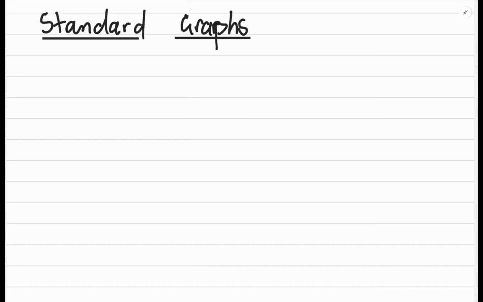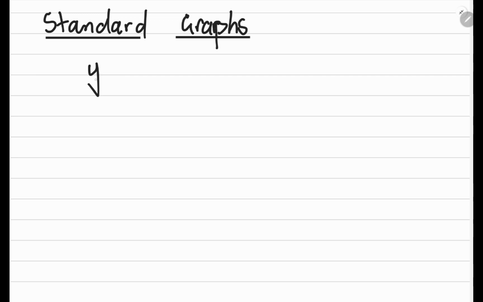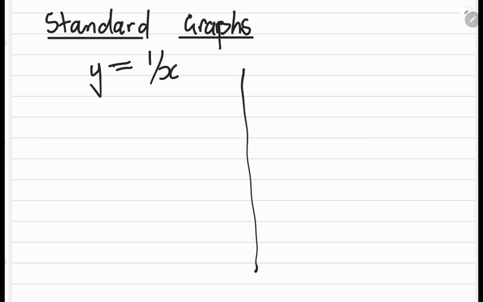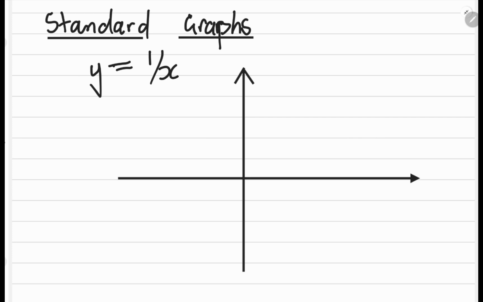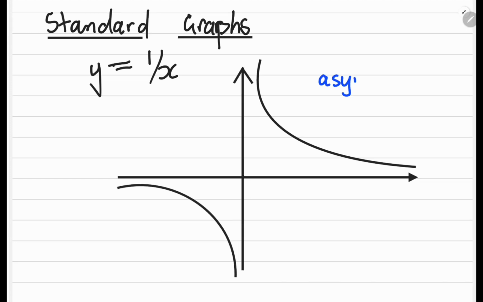We are going to look at standard graphs. The first standard graph is the graph of y is equal to 1 over x. This graph doesn't touch both the x and y axes. We say it is asymptotic to both the x and y axes.